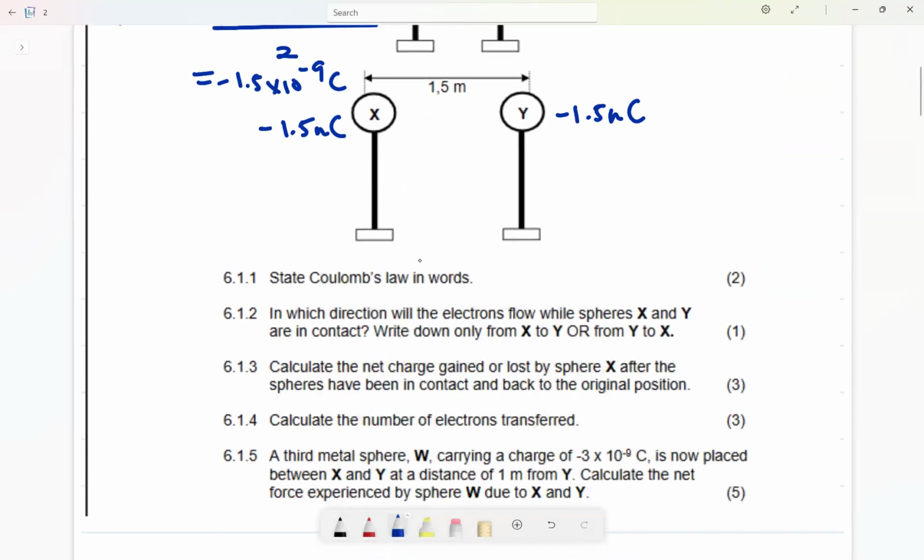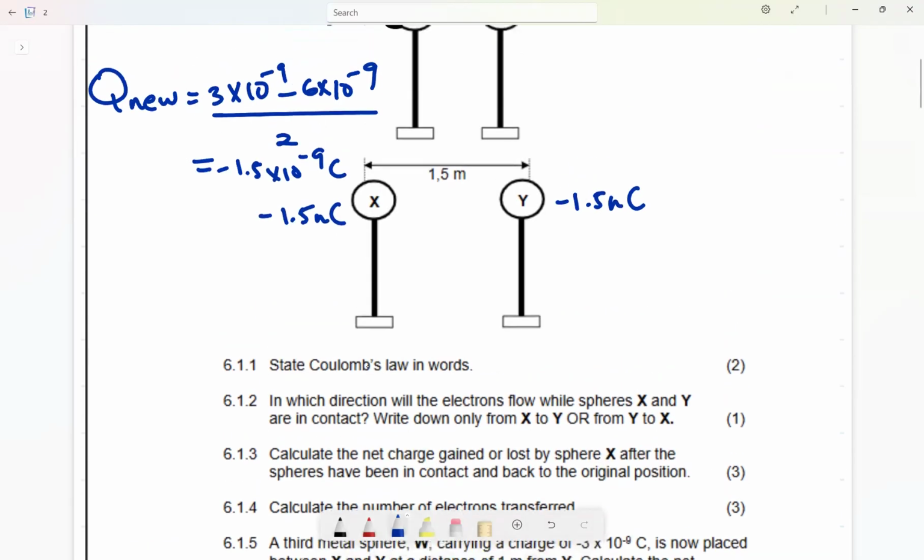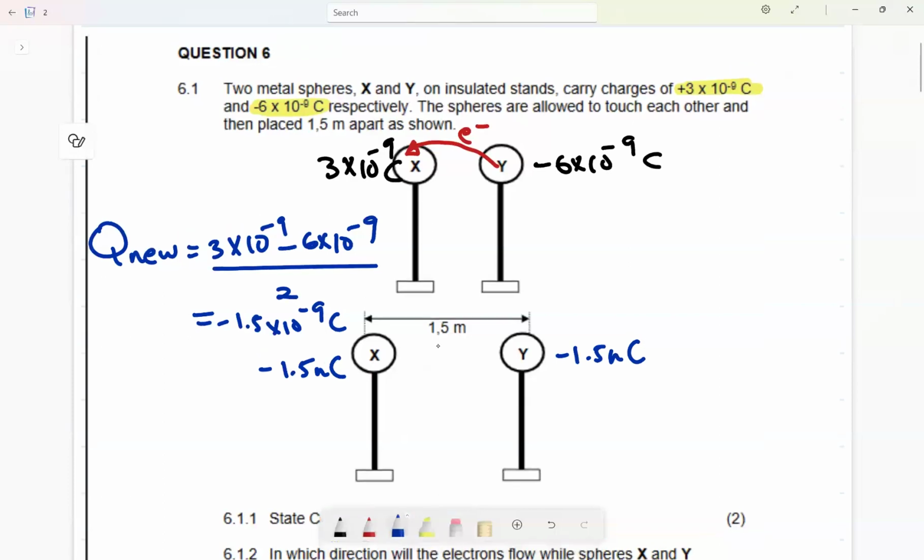State Coulomb's law in words. The magnitude of the electrostatic force between two point charges is directly proportional to the product of the magnitude of the charges and inversely proportional to the square of the distance between them. That is the definition. You should be in a position of knowing it.